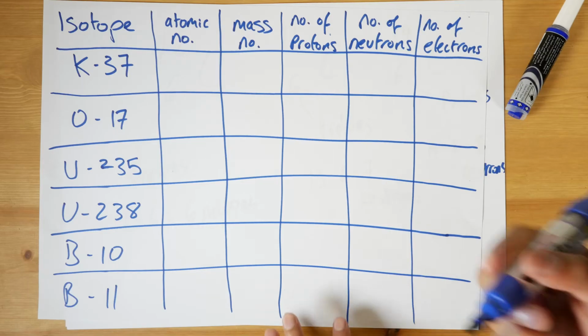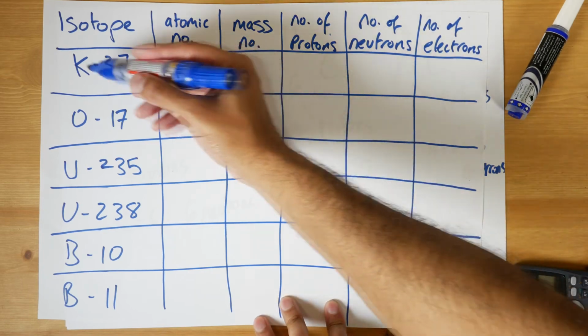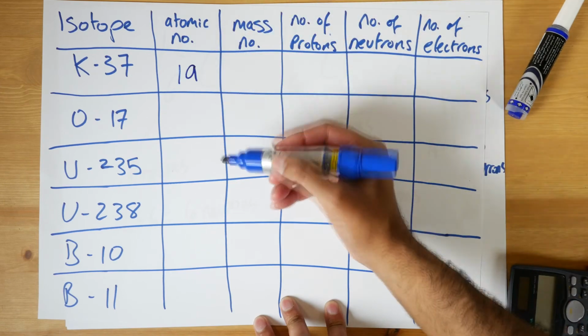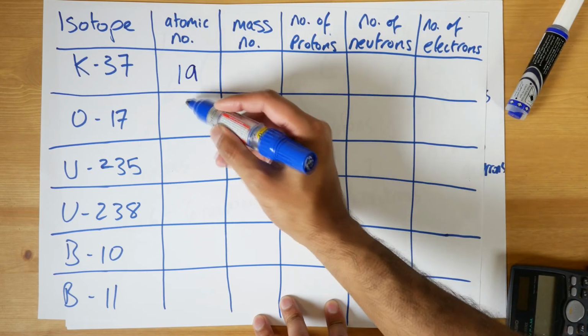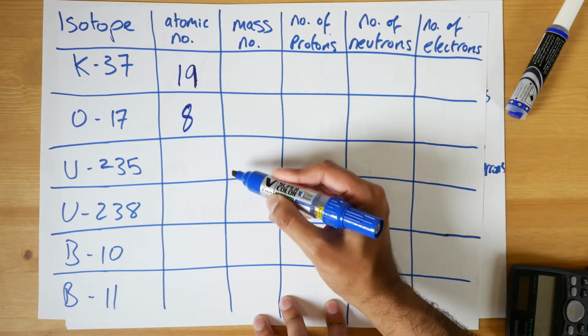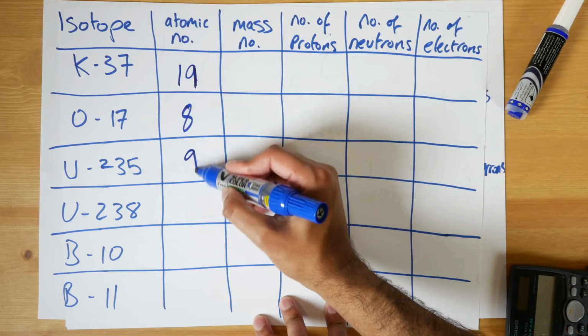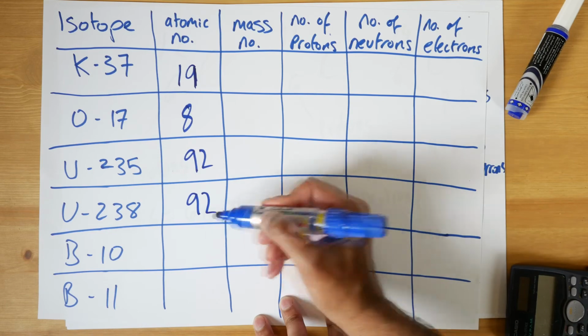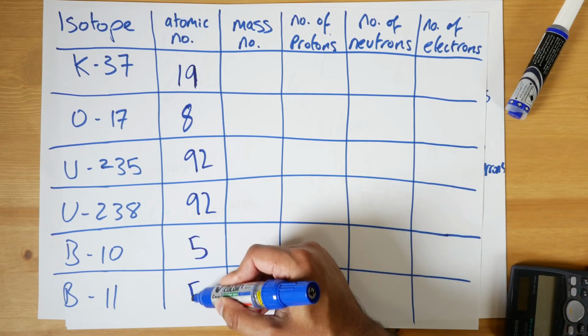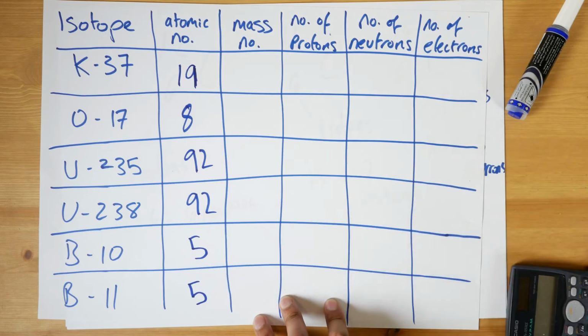So the atomic number for potassium, K is potassium, is 19. For oxygen, it was 8. There we are. That's 19. There we are. That was 8. Uranium is 92, and it's going to be the same for both isotopes. And for boron, it was 5. Again, same for both isotopes.